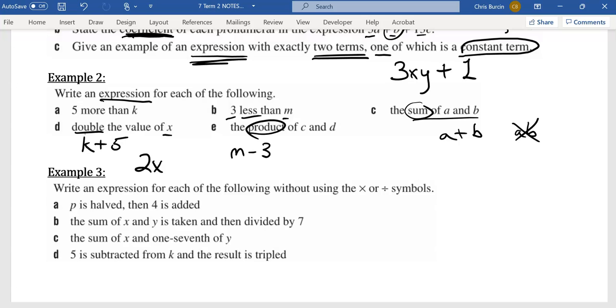The product of c and d is c times d, because it's a product, but now we're talking the land of algebra. So instead, we're going to write cd. Could we write dc? You bet we could. I just don't feel like it.